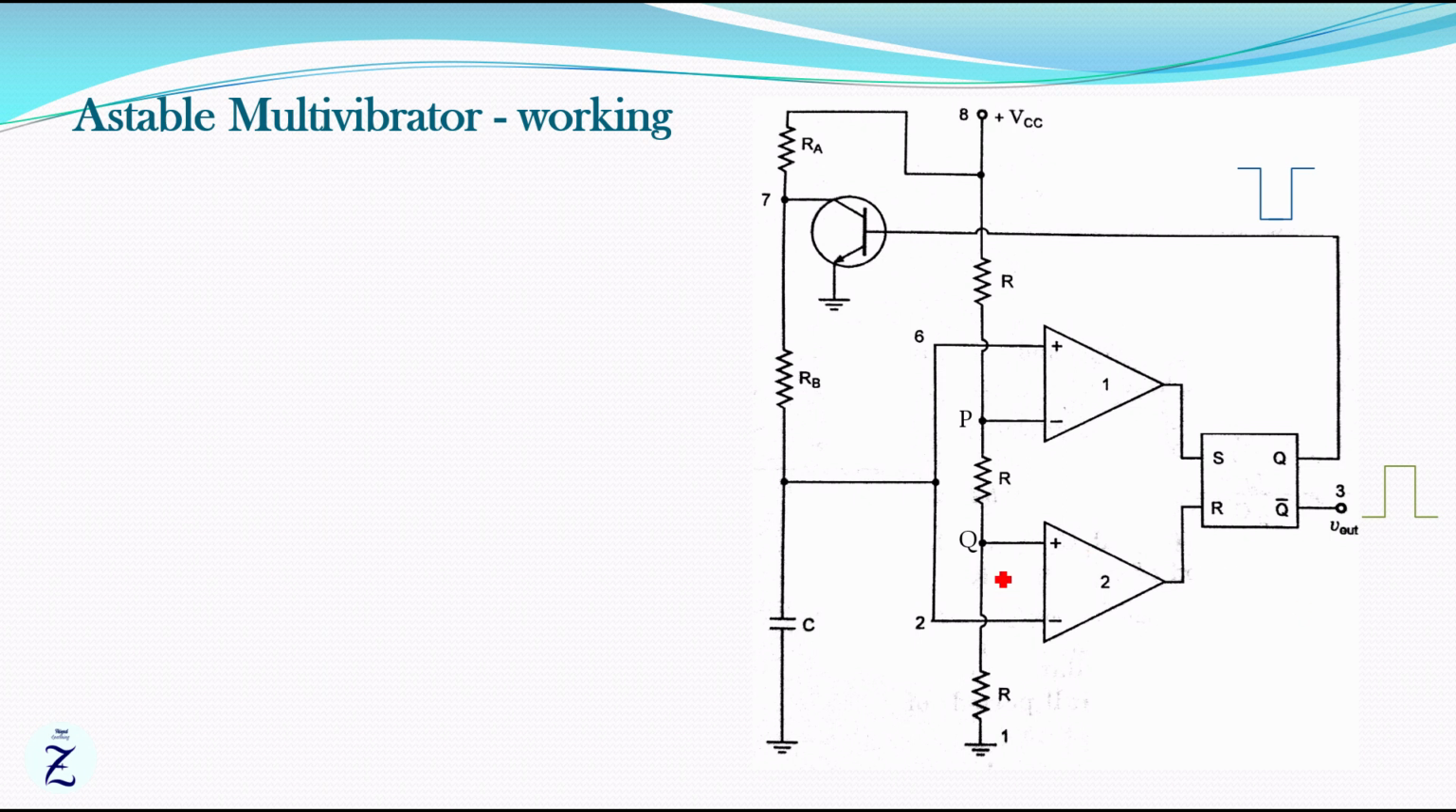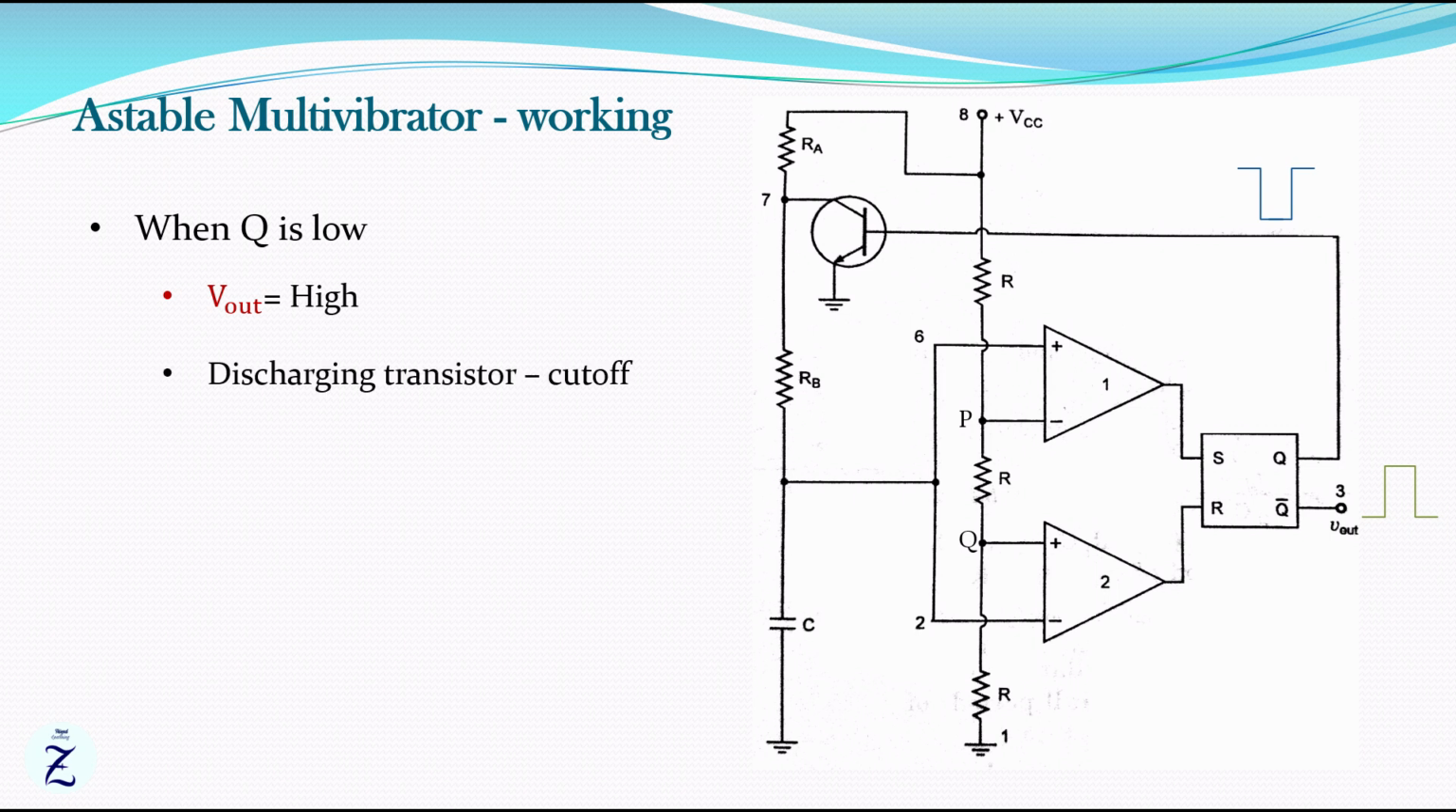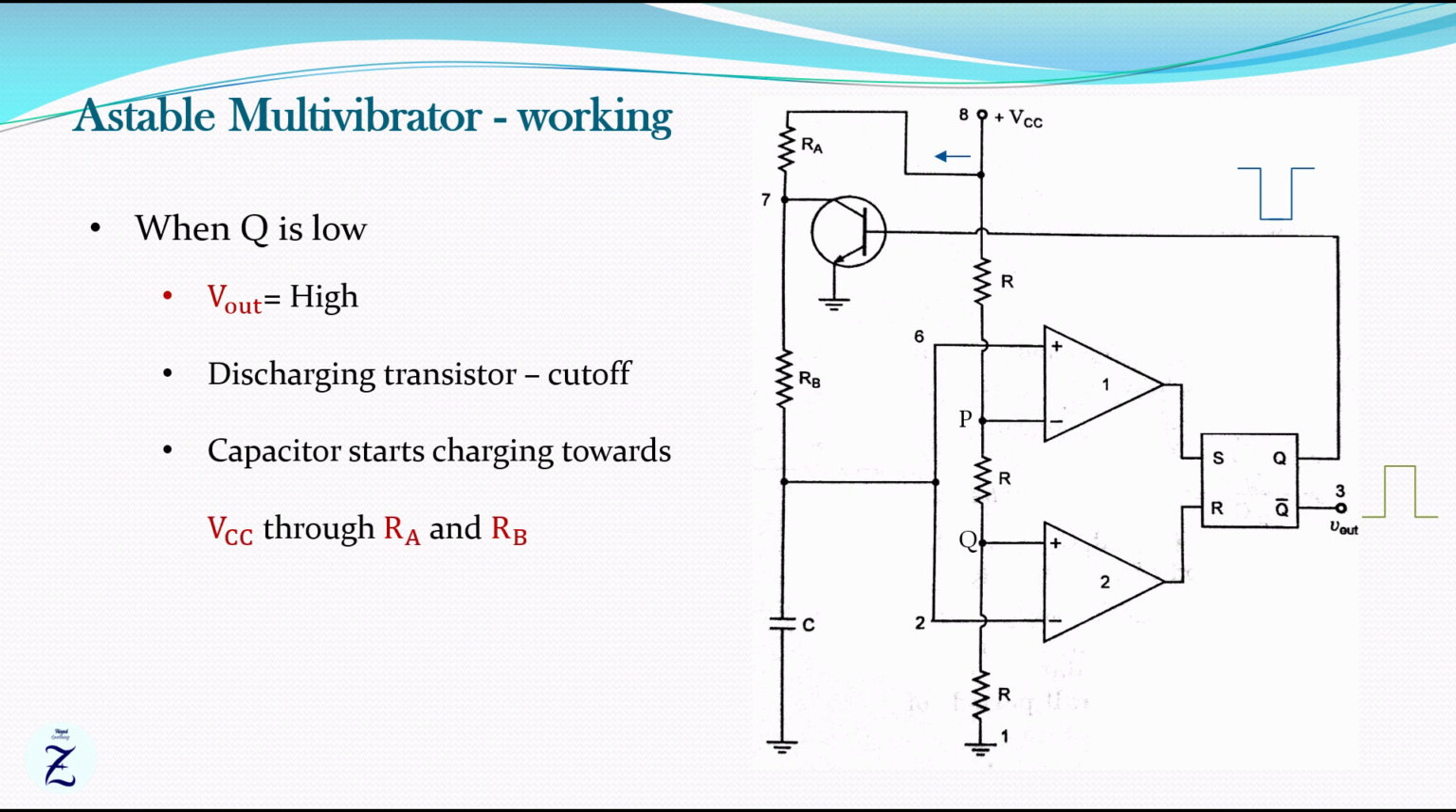Let's move on to the working of an astable multivibrator. Suppose when Q is low, the output is high, and the discharge transistor is in cutoff. Hence the capacitor C begins charging towards VCC through RA and RB. So the time constant during this charging is (RA plus RB) into C, and the rate of charging, or the speed of charging, depends on this time constant.